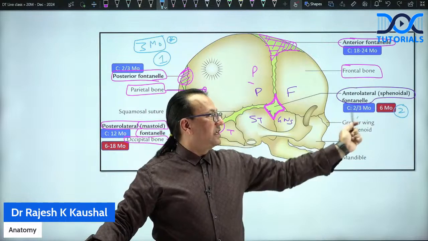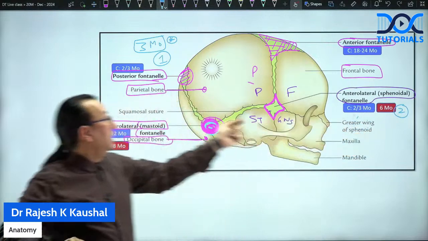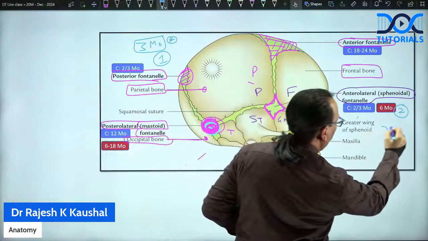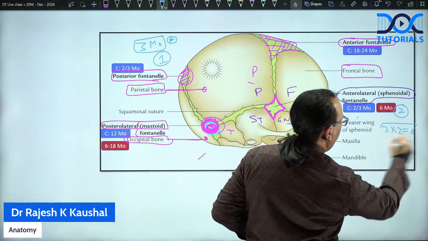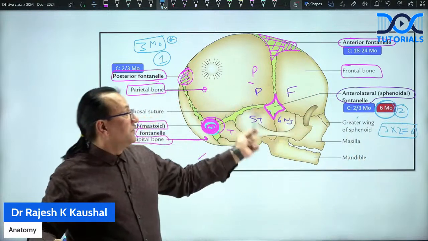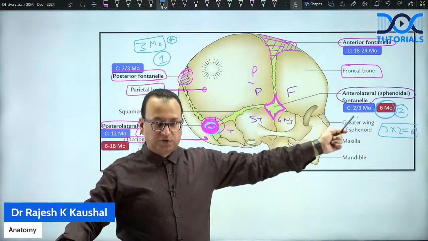So because it is 6 months, what I'm doing is I'll multiply 3 months into 2, and when you do 3 into 2, that comes 6. It will be closing by 6 months. So remember, it is 3 to 6 months. The anterolateral fontanelle, 3 to 6 months.